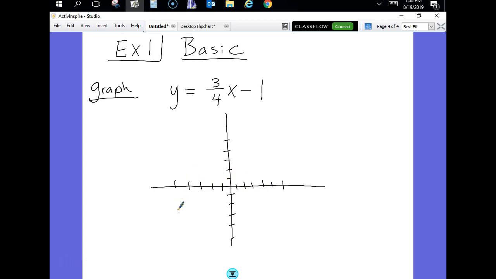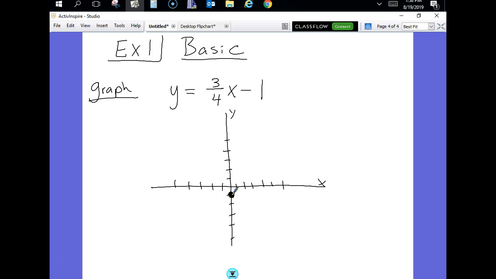All right, so I get a lot of people who will plot the y-intercept on the x-axis, but that's wrong. We want to put it on the up and down one, the y-axis. So it's actually going to go right there at -1. All right, so that's the first step, right? Plot your y-intercept on the y-axis.